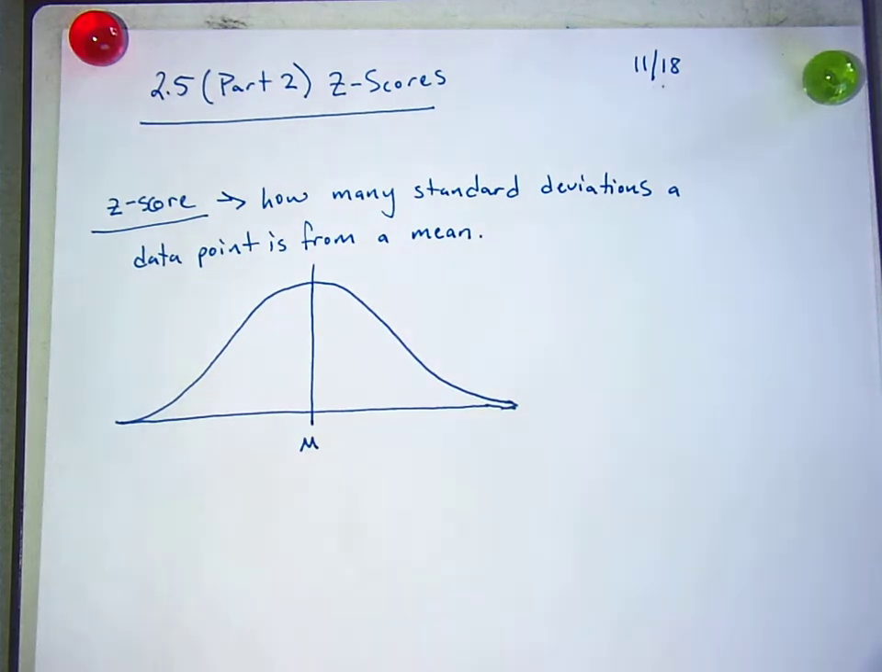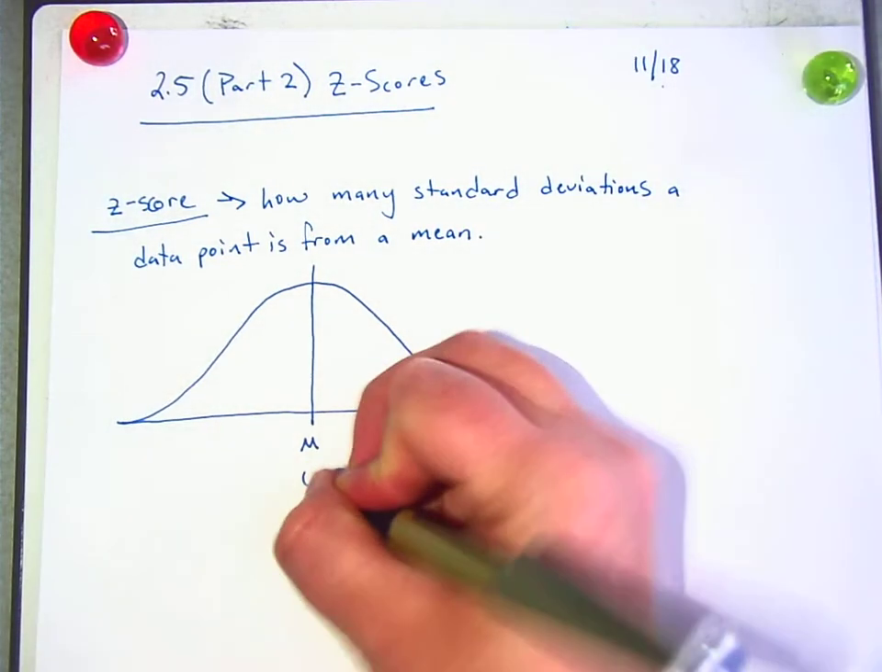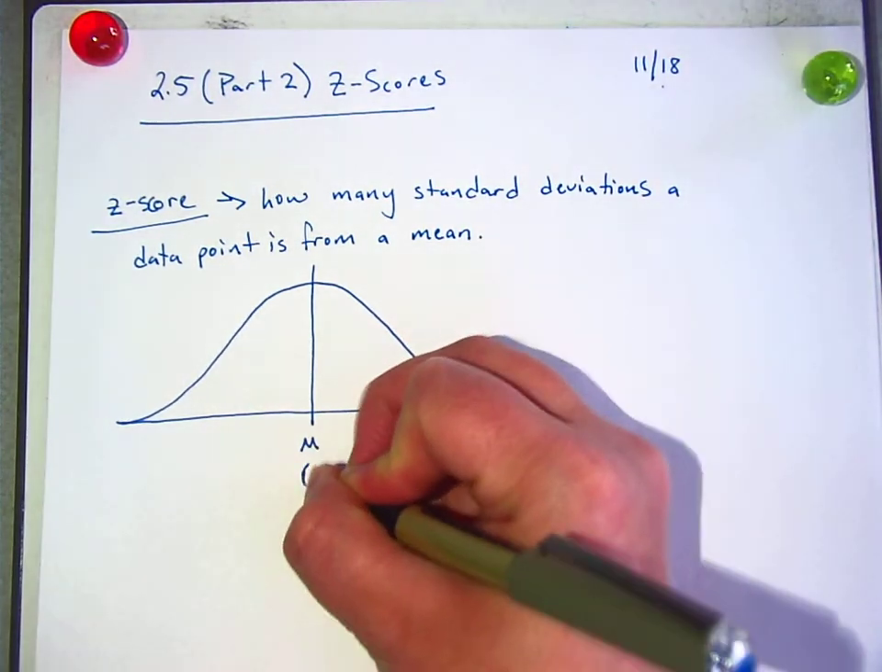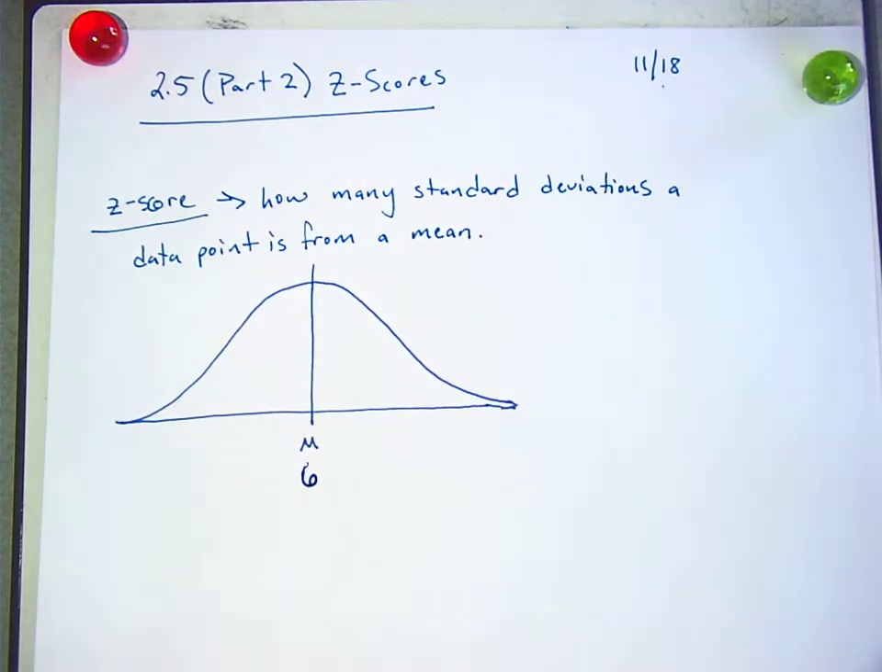Okay, let's say that the average amount of pairs of shoes that teenagers have that fit them is 6. That's average. Okay, and let's say the standard deviation is 2.